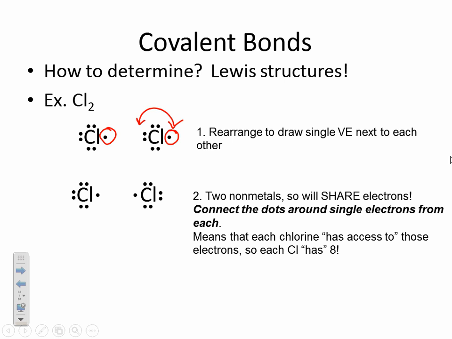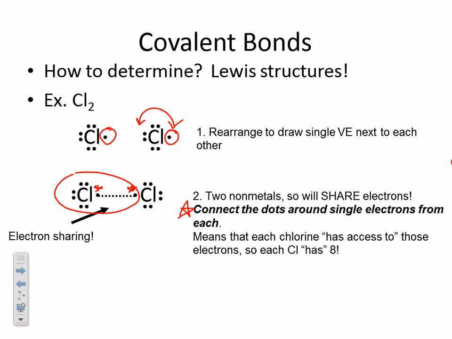The next step is with these single valence electrons, they're going to be sharing electrons because they're nonmetals. So we can represent this sharing. The ones that they're going to share are the singletons, the unpaired electrons. Those are the ones that are going to be shared. So we want to, right here, like it says, connect these single ones. Basically, you're playing connect the dots, and to show that, okay, those are going to be the electrons that are going to be shared. And then when we look at it, this chlorine here has access to not only the single electron here, but also the single electron in this chlorine.